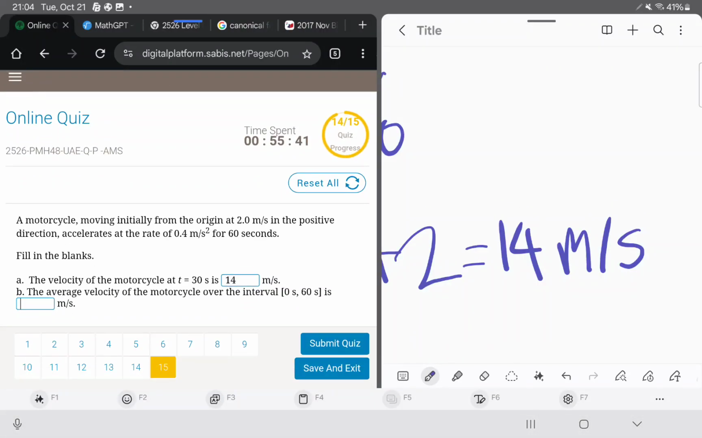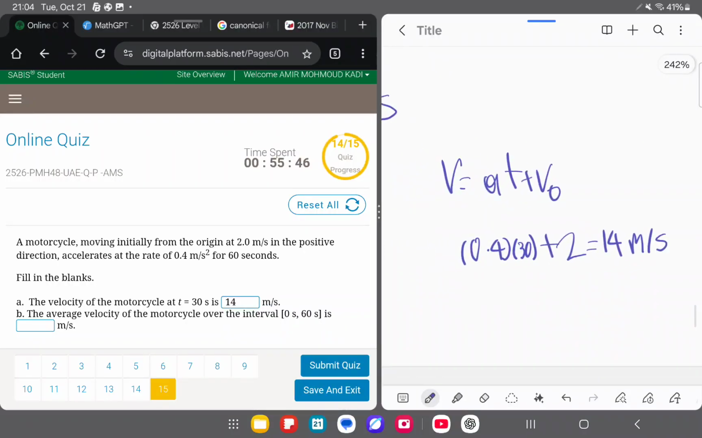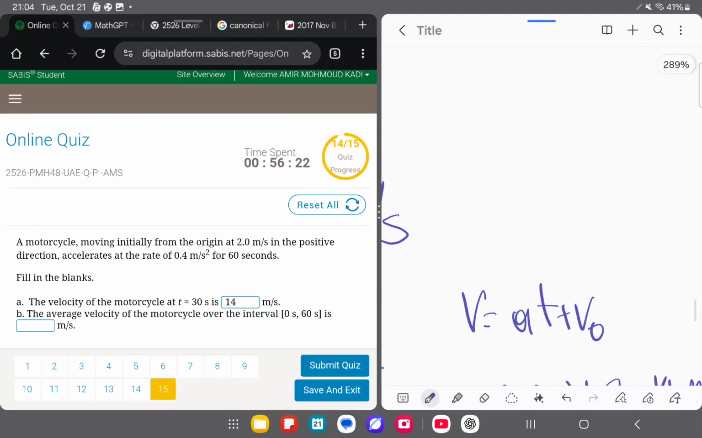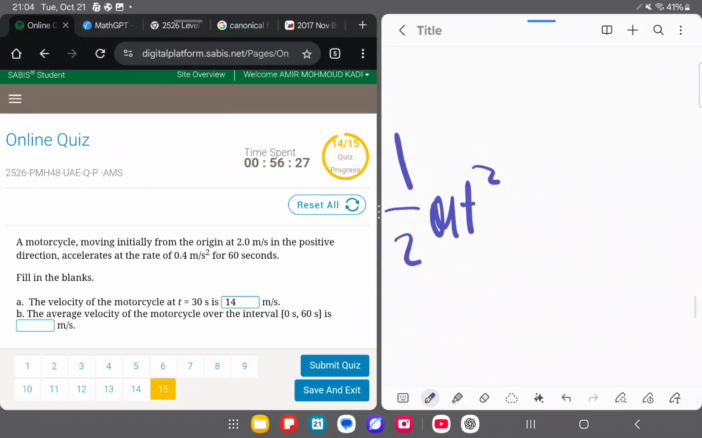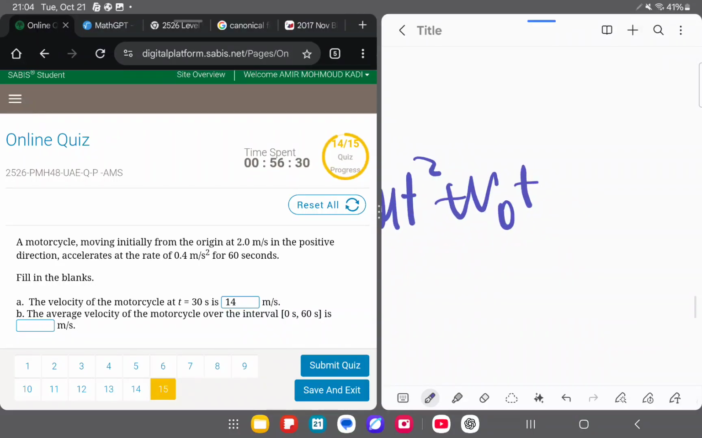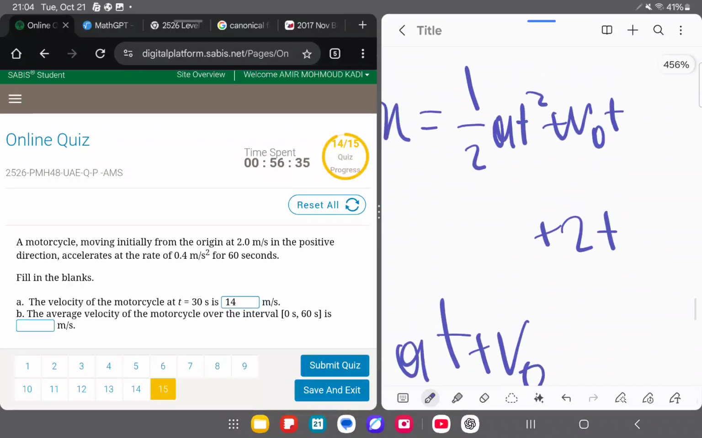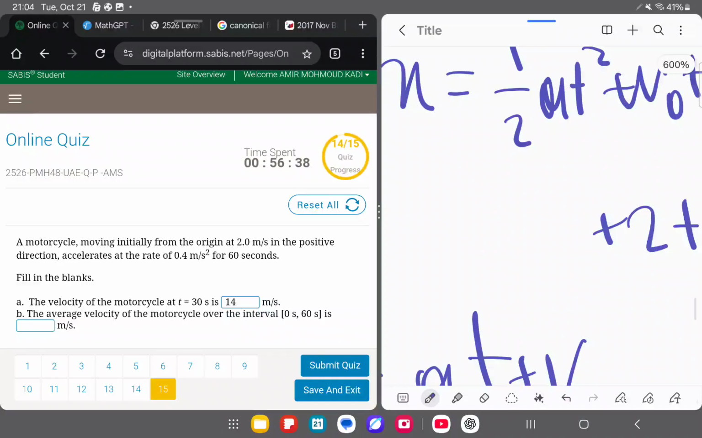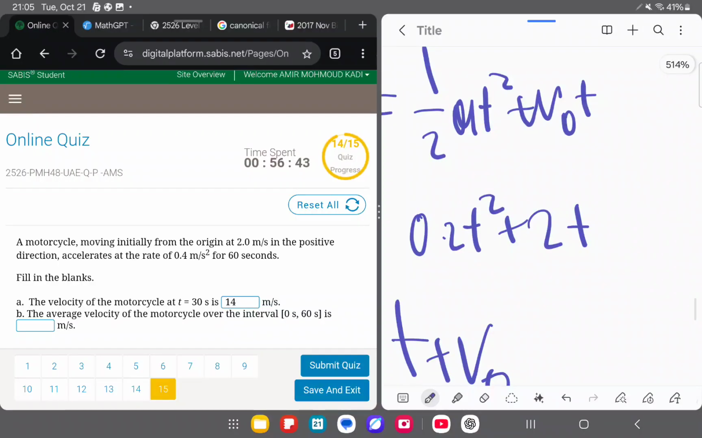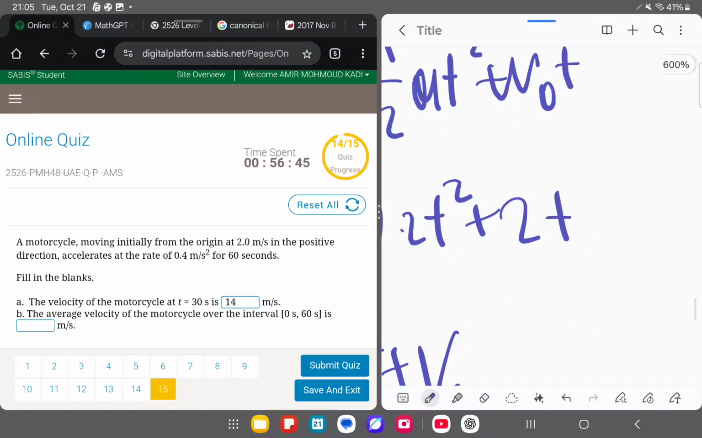And then we have the average velocity of the motorcycle over the interval 0 to 60 seconds. How do we find the average velocity? To find it, we first have to find the total distance. How do we find the total distance? We use x equals half at squared plus v0t plus x0. There's no x0, so we ignore that. V0 is 2, and a is 0.4, so 0.4 times half is 0.2.